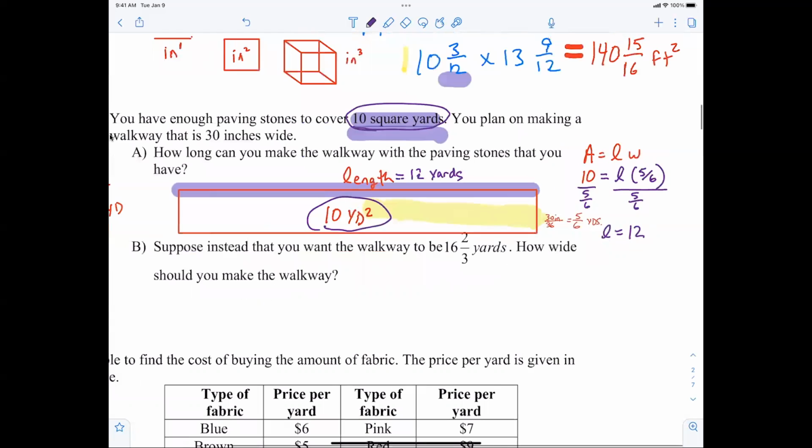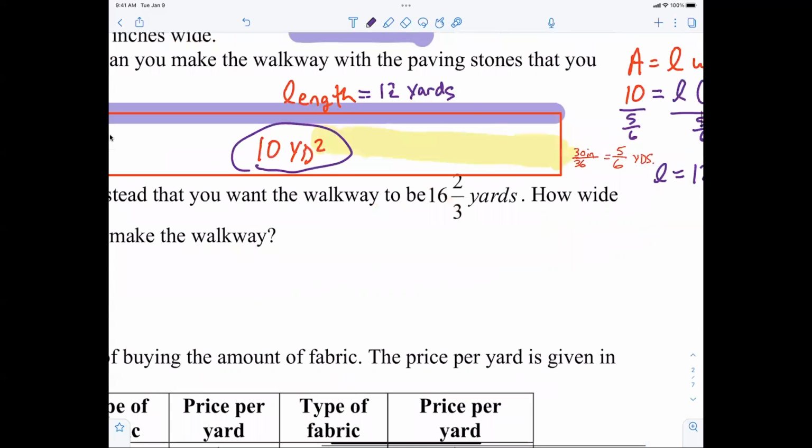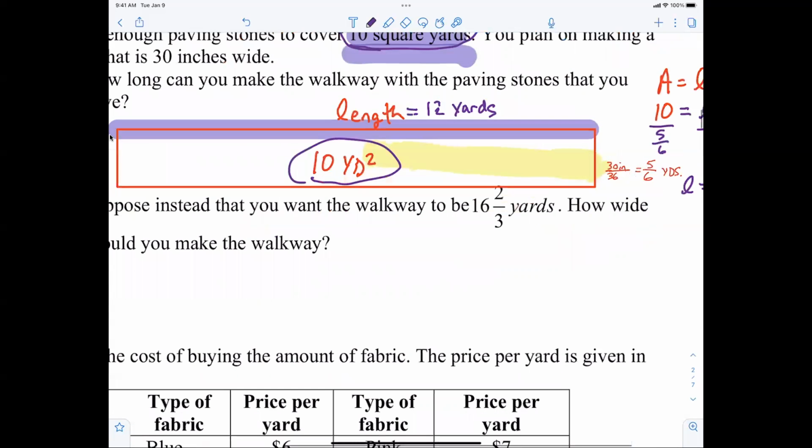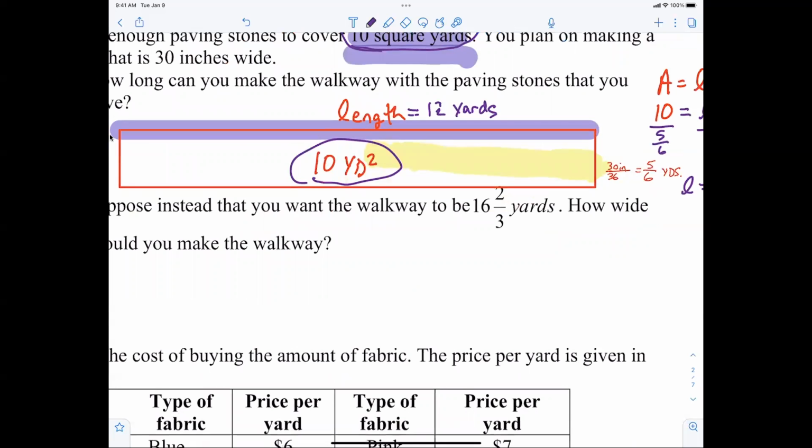So everybody do me a favor. My walkway will be 12 yards long by 5/6 of a yard wide. What do you think is 12 times 5/6? Do that. Do 12 times 5/6 and tell me what that is. Everybody should be doing that on your calculator. And that's how many what? Squares we have. That's how I know I'm right. All right, think about that, please.